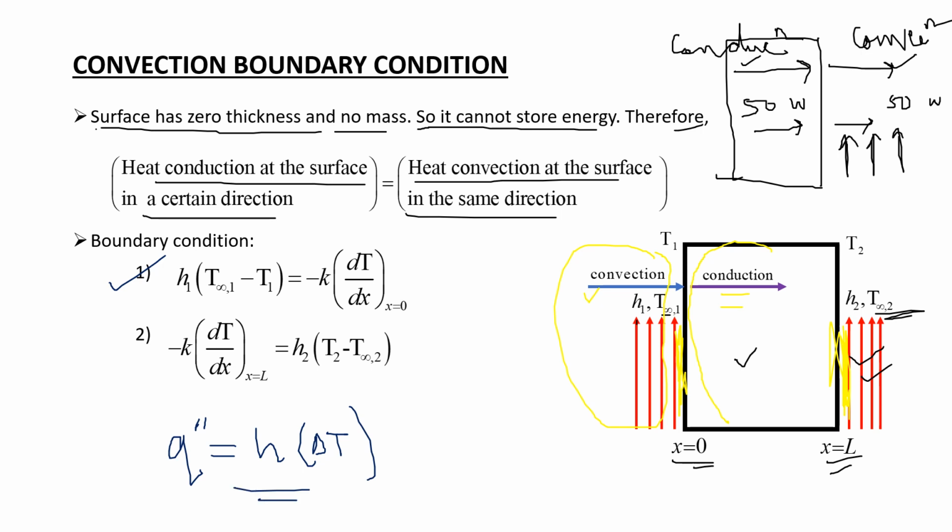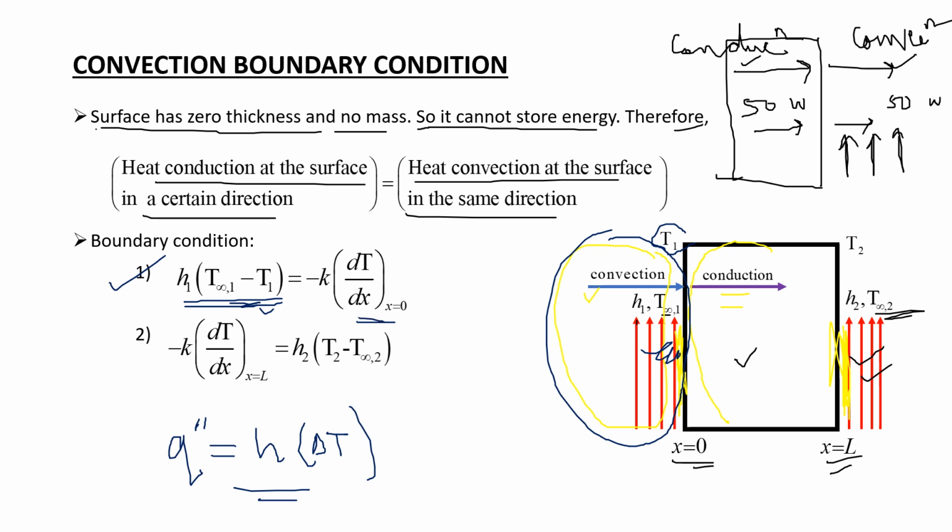For this case, we can write the flux as H1 times T infinity 1 minus T1. Here the fluid stream has a temperature of T infinity 1 and the surface has a temperature of T1, so the temperature difference is T infinity 1 minus T1, and the heat transfer coefficient is H1. So the flux the surface at x equal to 0 receives by convection is H1 (T infinity 1 minus T1). The flux due to conduction at x equal to 0 can be written as minus k dT by dx at x equal to 0. I hope you all know this.